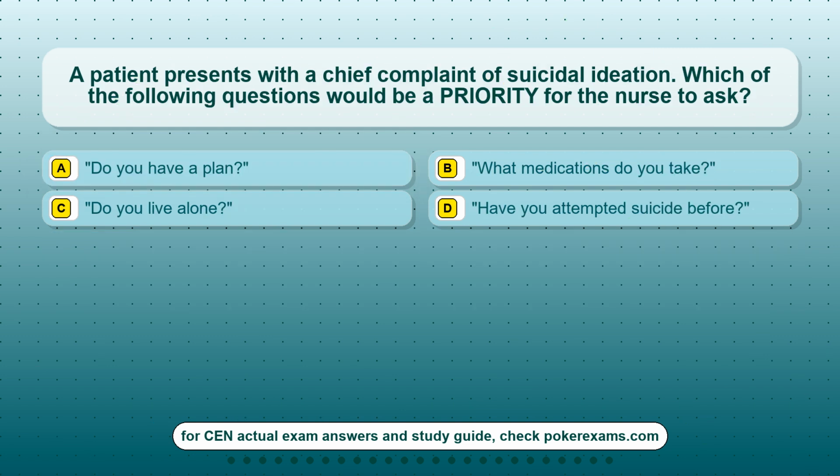Question 3. A patient presents with a chief complaint of suicidal ideation. Which of the following questions would be a priority for the nurse to ask? Option A. Do you have a plan? Option B. What medications do you take? Option C. Do you live alone? Option D. Have you attempted suicide before?